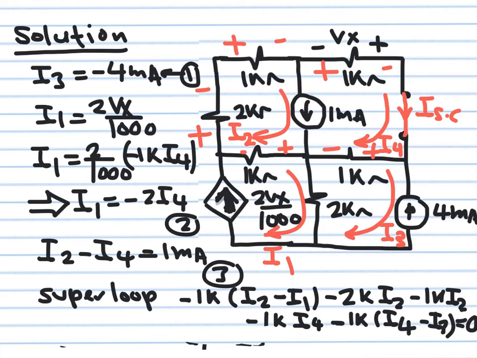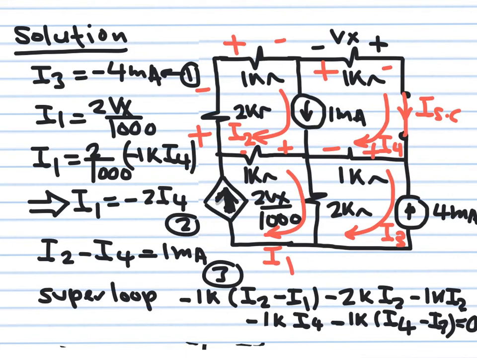Okay, so let me go over them one more time. This drop here is minus 1K times I4 minus I3. This drop here is minus 1K times I2 minus I1. This drop here is minus 2K multiplying I2. This drop here is minus 1K multiplying I2. Remember, I'm going this way. This drop here is minus 1K multiplying I4. The sum of all of them is equal to 0.